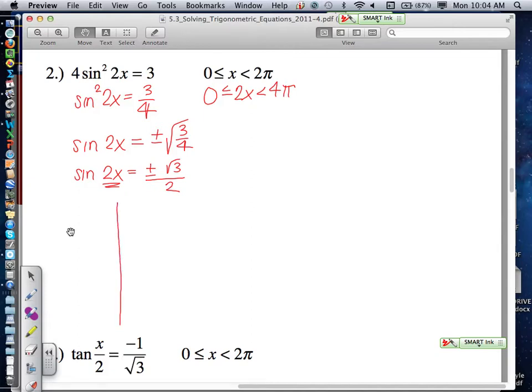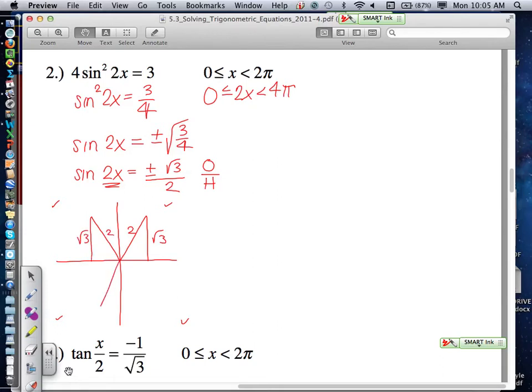Okay, so draw your reference triangle. When I draw the reference triangle, I'm looking at the opposite over the hypotenuse. And since we have plus or minus, we're going to have reference triangles in every quadrant, because in quadrants 1 and 2, the sine is positive. In quadrants 3 and 4, the sine is negative. Drawing triangles such that the opposite side over the hypotenuse is root 3 over 2, it just so happens that we have a 30, 60, 90 again. So here's root 3 over 2, and then down in the third and fourth quadrants, it's negative root 3 over 2. So now we have to name those 4 angles.